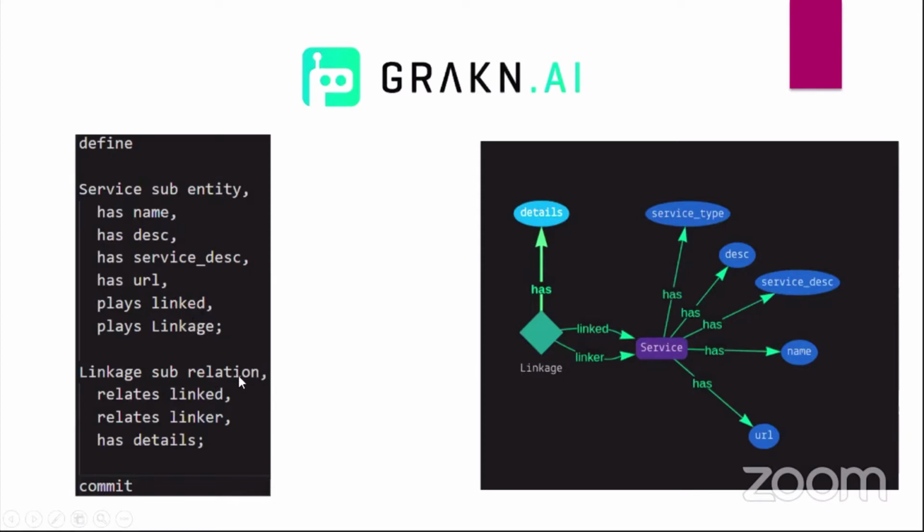A relationship is a role. So in this simple example, I have 2 roles, linked and linker. So a service is linked to another service, like EC2 is linked to S3 and S3 is linked to EC2. And that has a detail string. And then you can visualize that kind of relationship here.